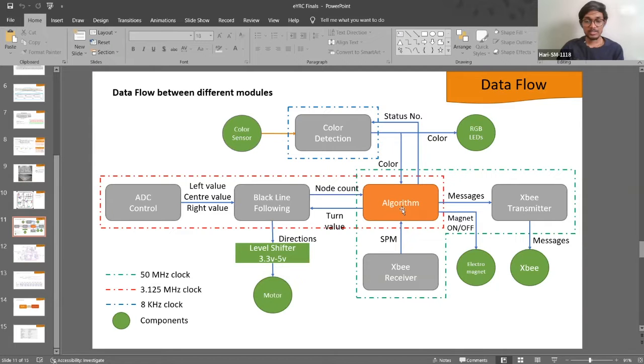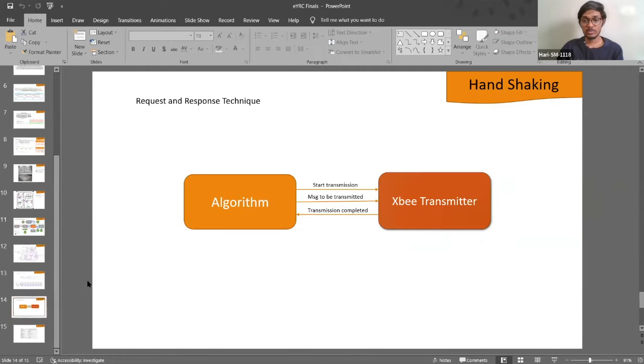And how did you synchronize between the different clock regions? In terms of synchronization, as I said earlier, we will be using a synchronization flag. We have also used a request and response method for handshaking between the algorithm and the XP transmitter. Why we have used this method is that we don't want to transmit a single message over and over again. So we have used something like a message start transmission, in which the XP transmitter will start the message to be transmitted. After the XP transmitter completes its transmission, it will indicate backwards to the algorithm that the transmission is completed.